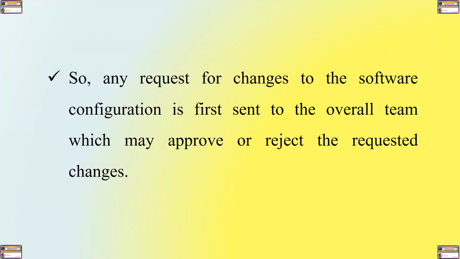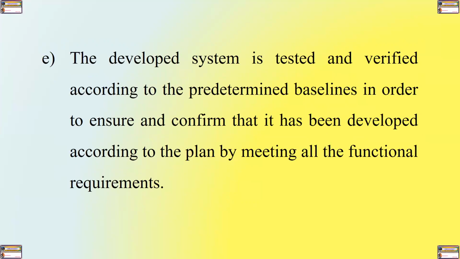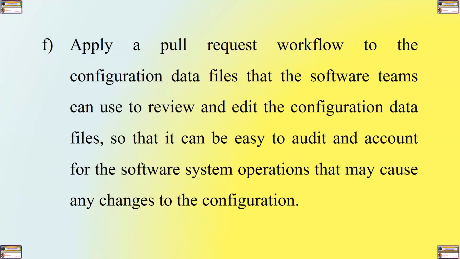Number five, the developed system is tested and verified according to the predetermined baselines, in order to ensure and confirm that it has been developed according to the plan by meeting all the functional requirements. Number six is to apply a pull request workflow to the configuration data files that the software teams can use in order to review and edit them, so that it can be easy to audit and account for the software system operations that may cause any changes to the configuration.